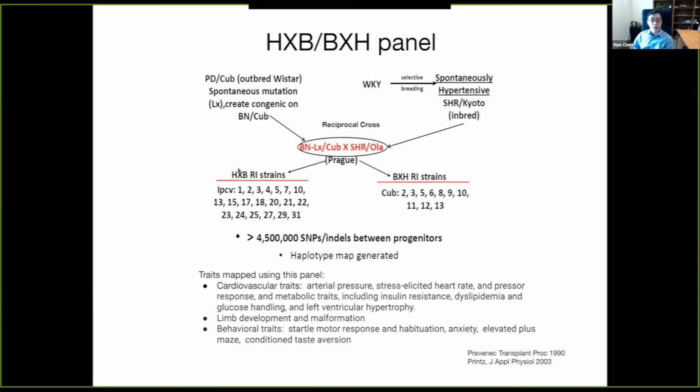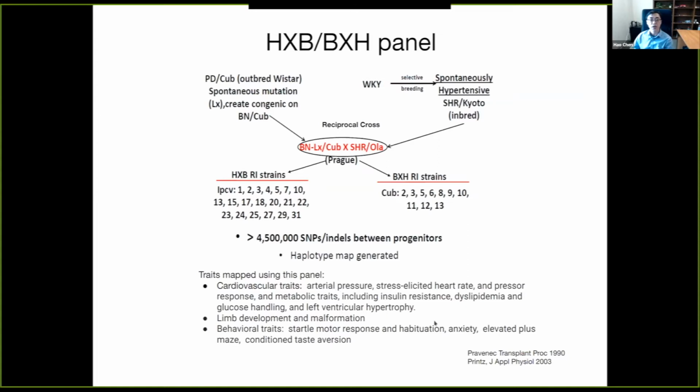There are 30 inbred lines from these two parental strains, and many SNPs have been defined using whole genome sequencing methods. Haplotype maps are also being generated, and these are available from different sources. One of them is GeneNetwork. And many traits have been mapped using this panel. Because this is SHR, many of the cardiovascular traits have been mapped, and limb development and malformation have been mapped. And there are also many behavioral traits mapped, including anxiety-related traits, elevated plus maze, conditioned taste aversion, and so on and so forth.